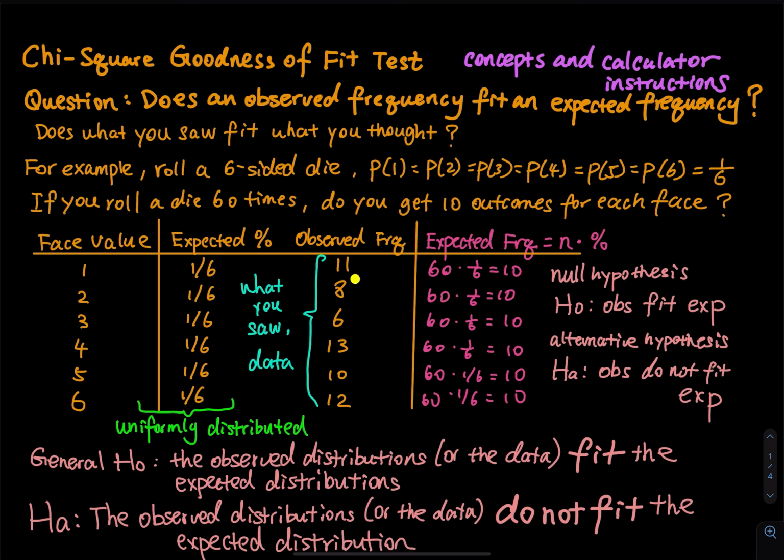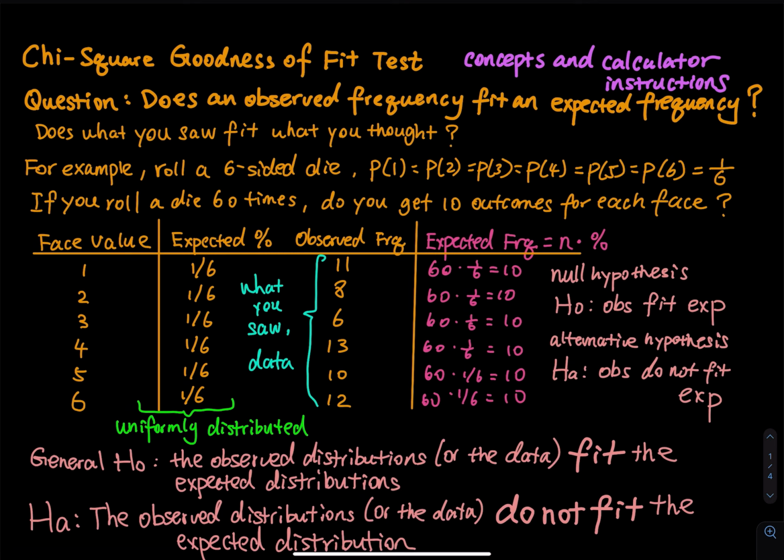So let's say I got 1 11 times. I got 2 8 times. I got 3 6 times. I got 4 13 times. I got a 5 10 times. I got a 6 12 times. And then for the expected frequency, you take the total, which is 60, and multiply by the expected percentage, the probability. So 60 times 1 over 6 is 10, and we have a 10 for each face value.